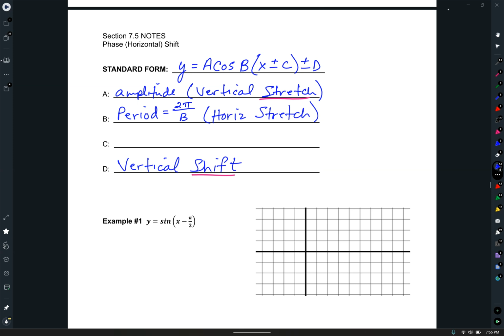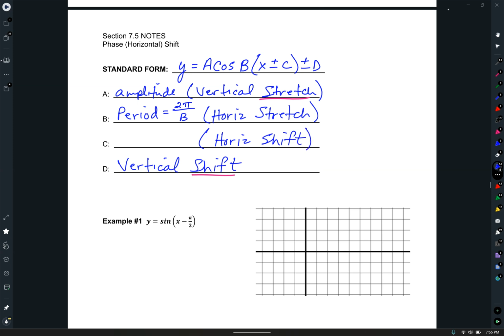So you tell me, if we're on letter C now, look at what we've done. We've done a vertical stretch and a shift. We've done a horizontal stretch. So surely you would know then that letter C is going to represent a horizontal shift.